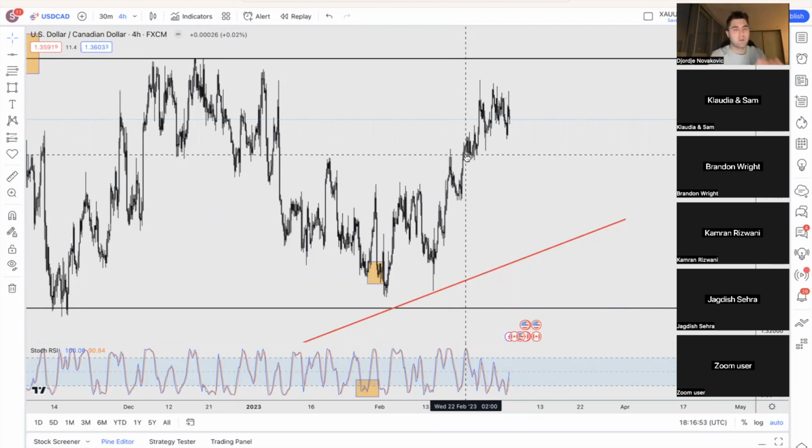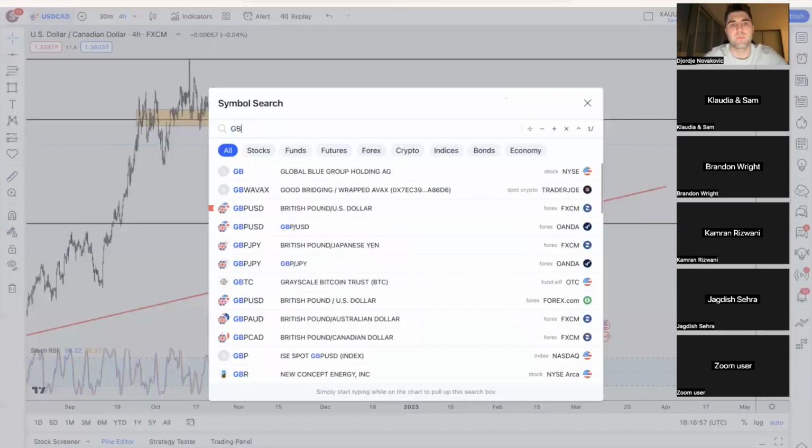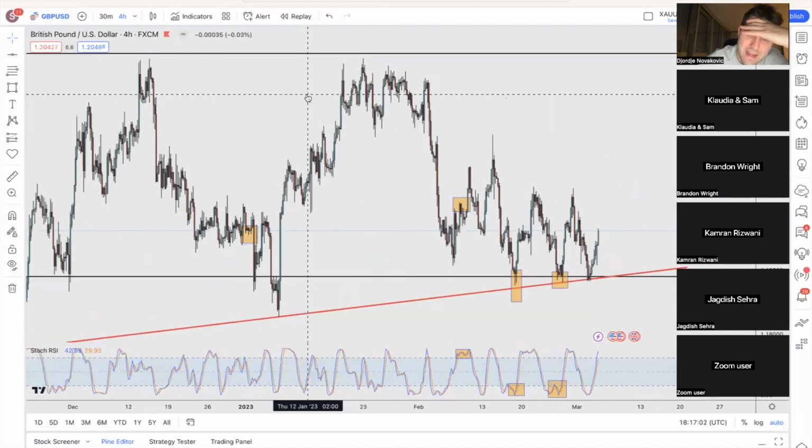I'm gonna do that, I'm not gonna do that. So USD CAD at the moment, nothing. And finally, GBPUSD. This is the interesting one.